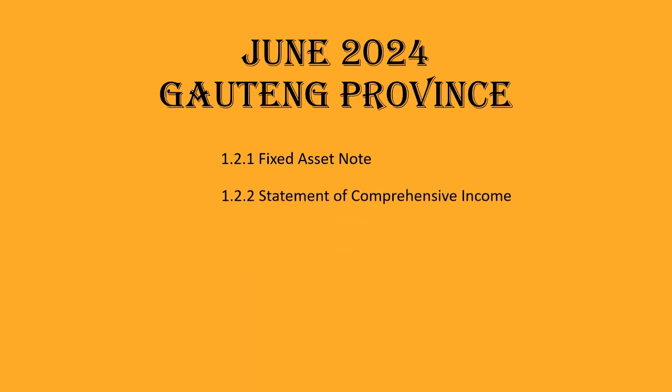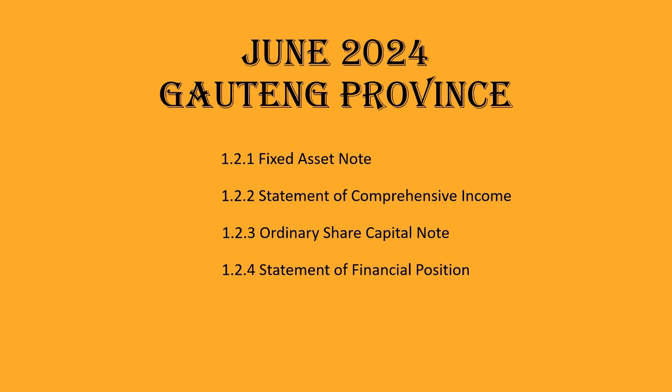In this video, we're going to be looking at the June 2024 exam paper for Gauteng Province. In particular, we'll be looking at the following financial statement questions. Question 1.2.1 requires us to calculate missing amounts on the fixed asset note. Question 1.2.2 requires us to complete the statement of comprehensive income. Question 1.2.3 requires us to complete the ordinary share capital note. And question 1.2.4 requires us to complete the equity and liabilities section of the statement of financial position.